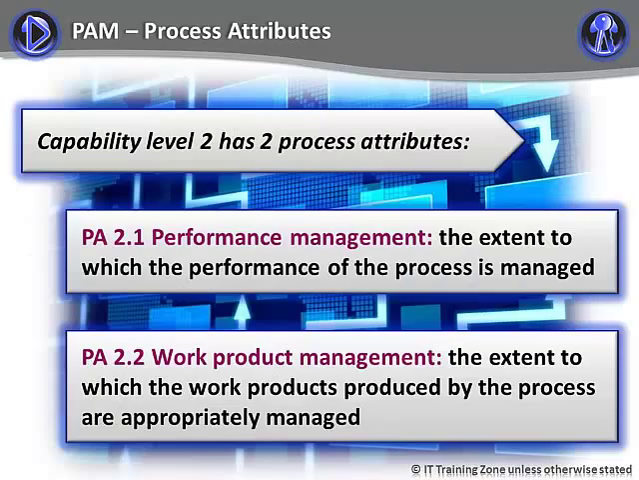Capability Level 2 has two process attributes. PA 2.1 Performance Management. A measure of the extent to which the performance of the process is managed. PA 2.2 Work Product Management. A measure of the extent to which the work products produced by the process are appropriately managed.